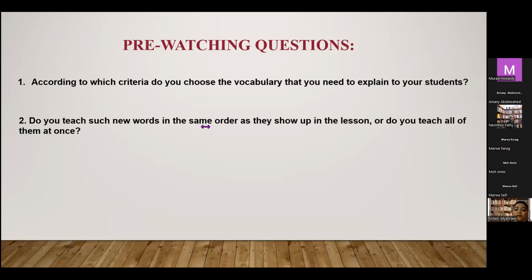Okay, we have Amani Abdelwahed. Can she participate, Ms. Soya? Yes. Okay, go on, Amani. Unmute yourself, please, Amani.